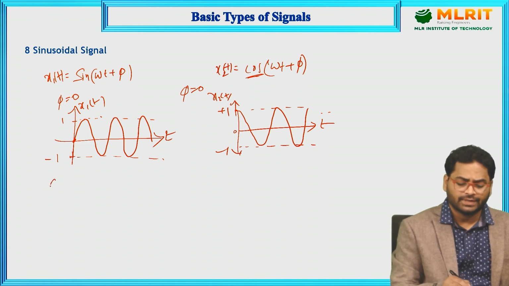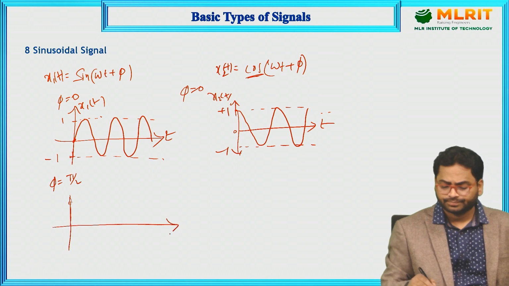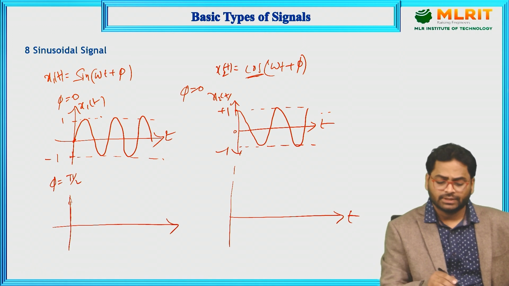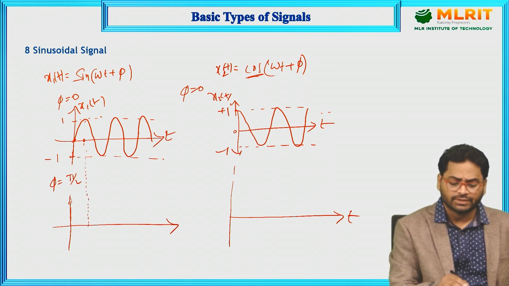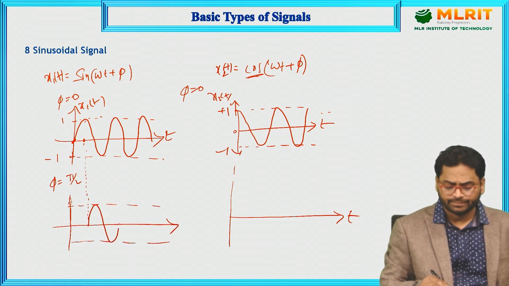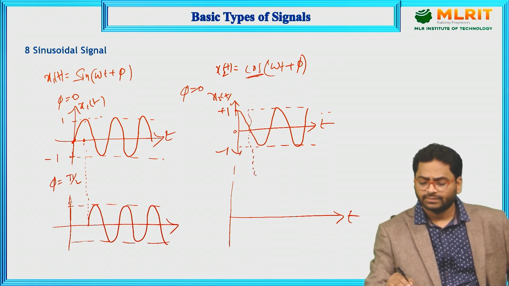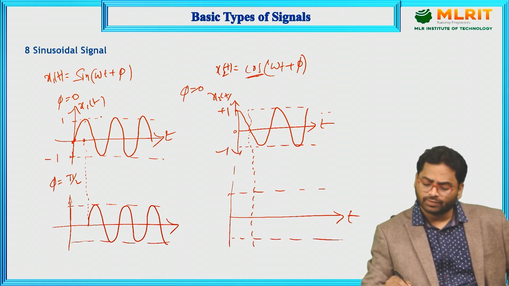Let us take phi equals 90 degrees, pi by 2. And the same signal at the same location will start from 90 degrees. 90 degrees means at 1. So from this position onwards, the signal will start. That means not from the 0th location. Now it starts from this point. And similarly here also it starts from this point, and the signal will start from this point.